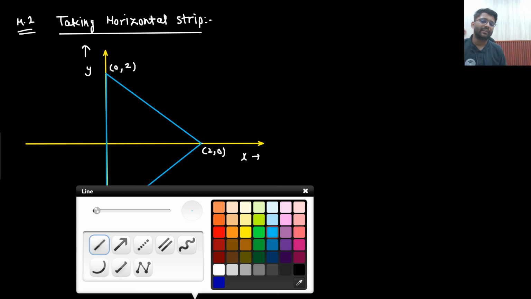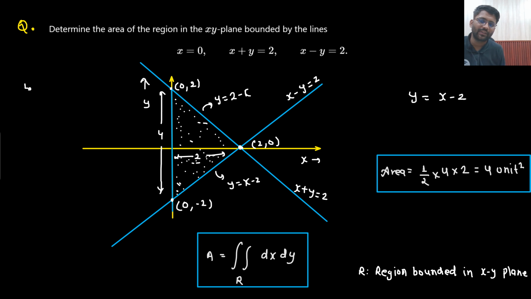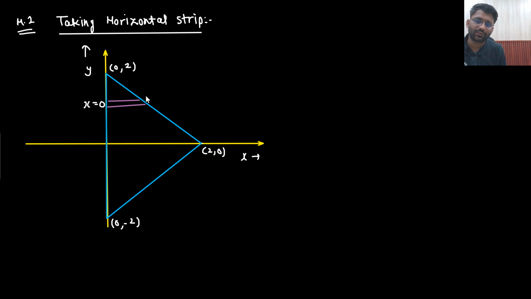But if I take the horizontal strip, let's just say I have taken a horizontal strip here. What is the value of x here? x equals 0. And what is the value of x here? You can see from this equation, x plus y equals 2, so the value of x is 2 minus y. So x is going from 0 to 2 minus y. That's it. Is it correct?